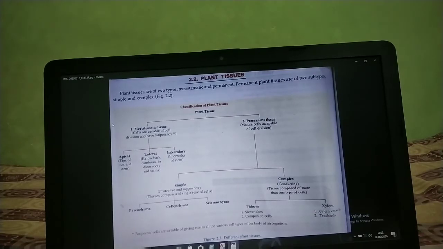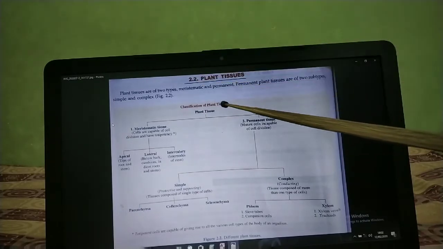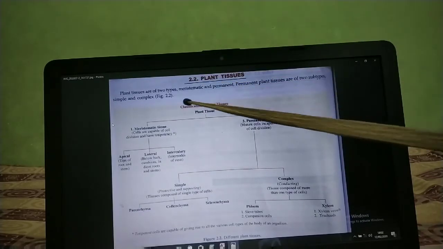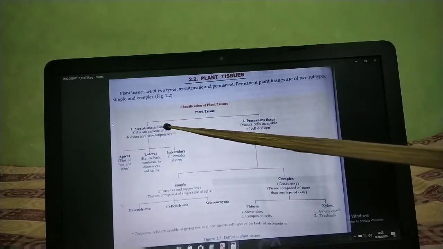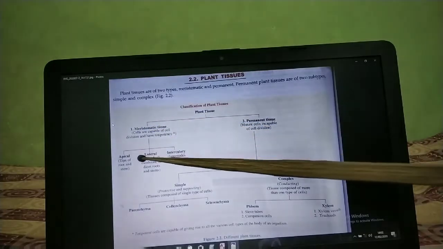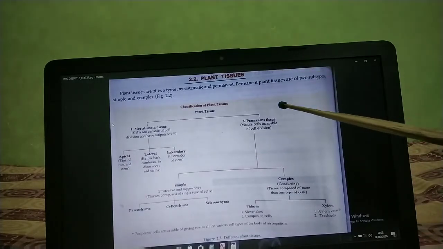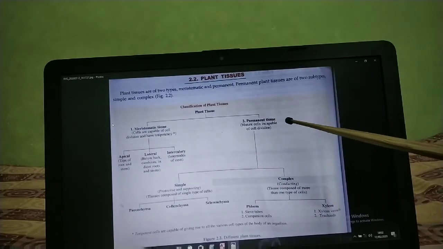Okay children, let's start our lesson. In the previous class, we have studied about the classification of plant tissues. There we have studied about the meristematic tissue, their division, apical, lateral and intercalary. Today we will study about the permanent tissue.